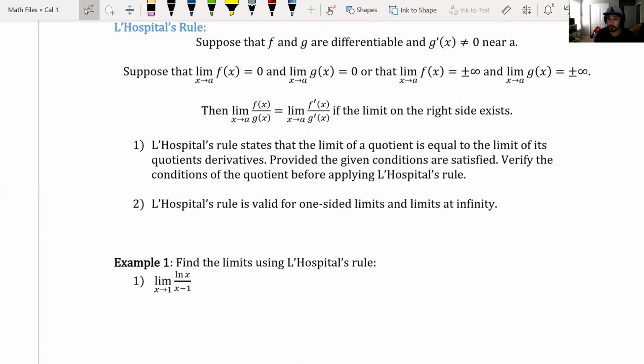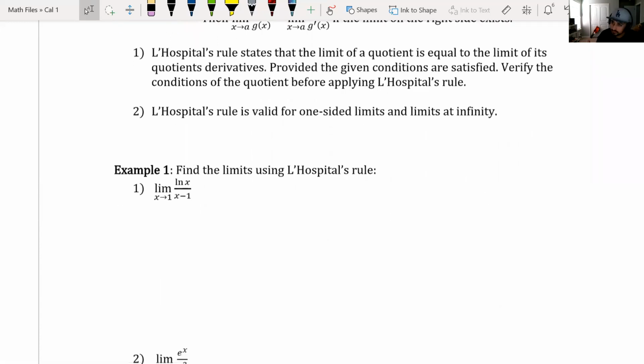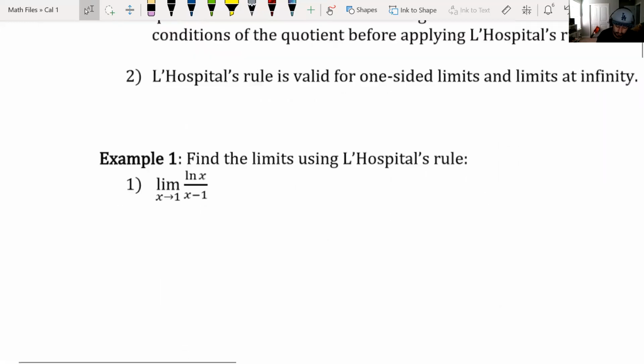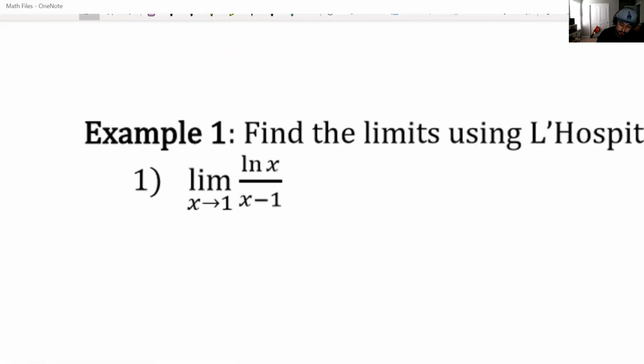No quotient rule, okay? So, again, L'Hôpital's only works on indeterminate forms. So if we get an indeterminate form, we can use L'Hôpital's. All right, and this is also true for one-sided limits and limits at infinity. Okay, so we want to practice using L'Hôpital's. So we'll start with number 1.